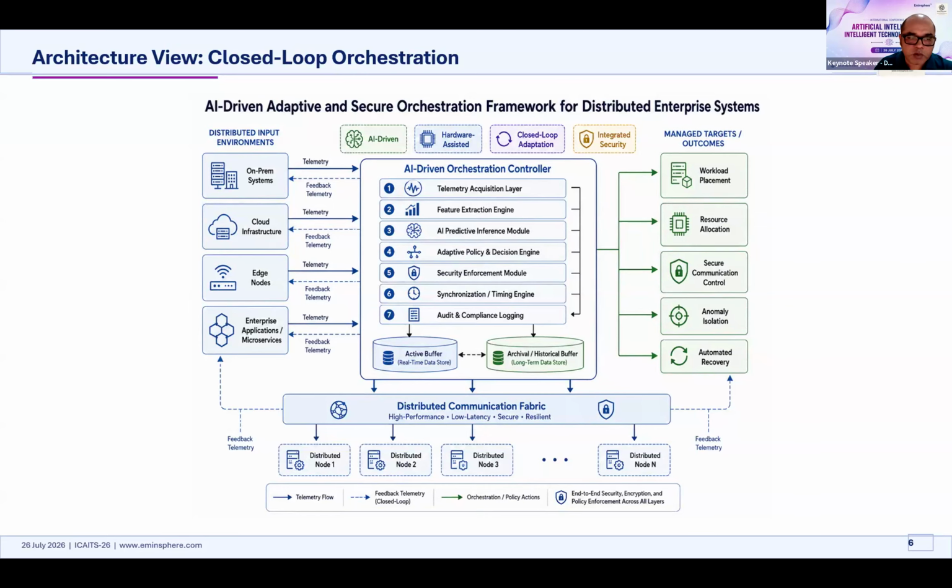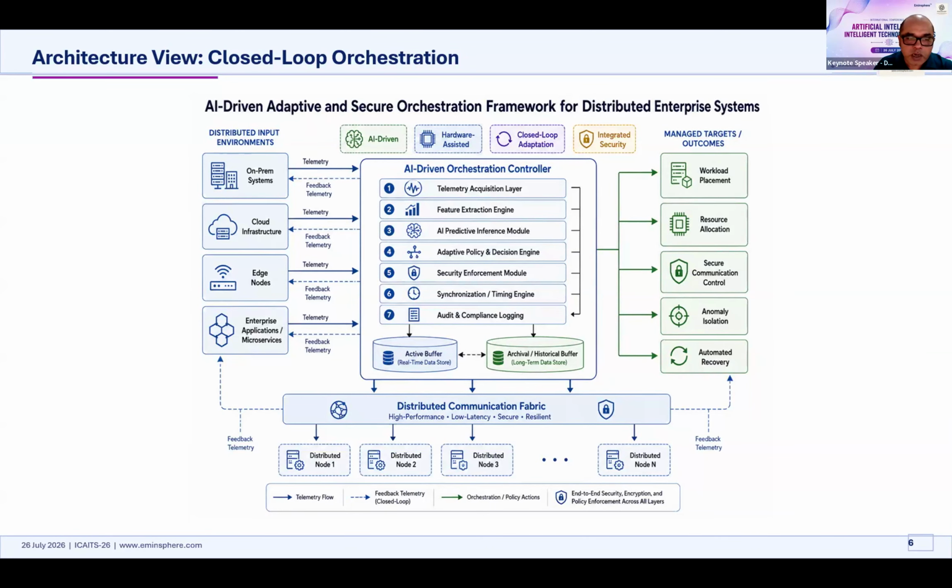But notice the most important part of the diagram: the process does not stop after execution. The resulting system state generates new telemetry, which comes back into the controller. That creates the closed loop. The architecture therefore moves from monitor and execute toward observe, reason, execute, measure, and adapt.